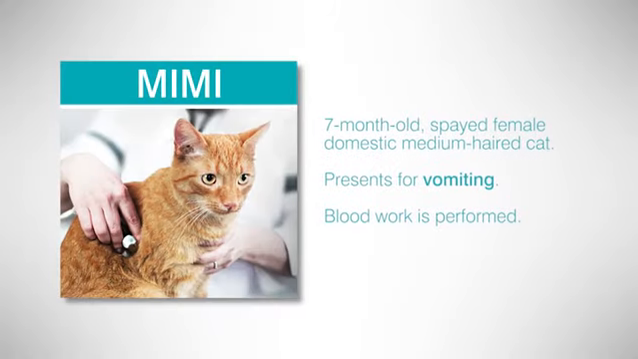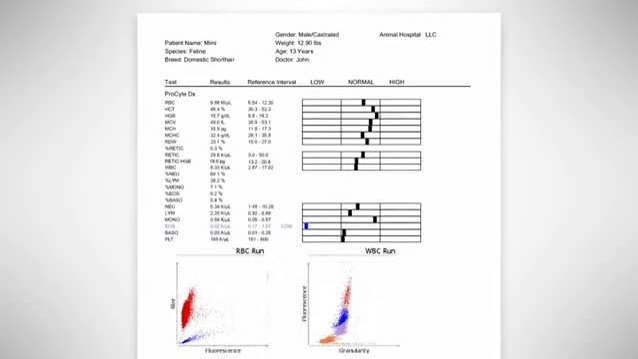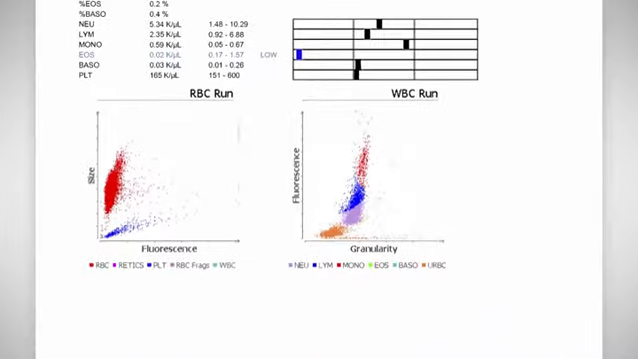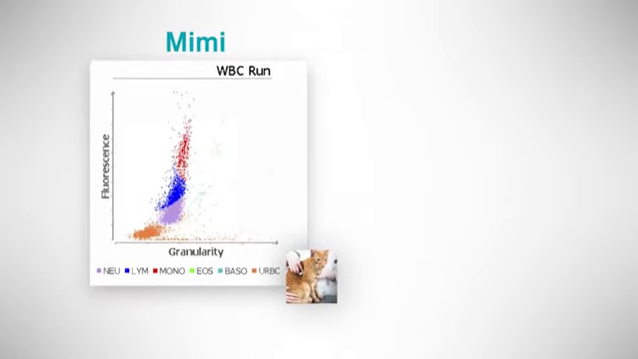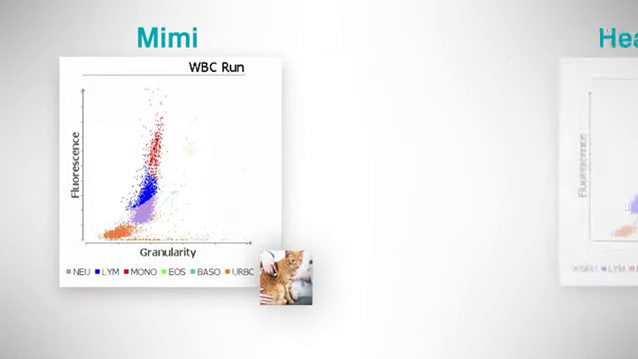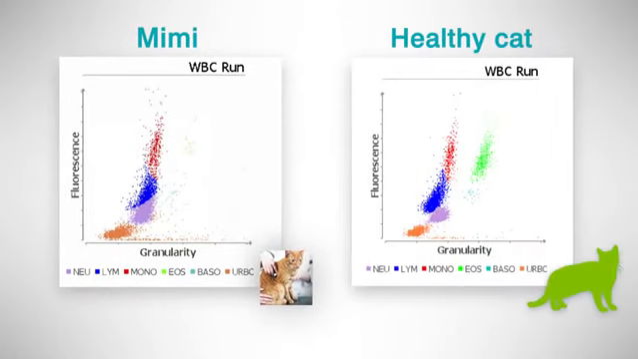Mimi is a 7-month-old, spayed, female domestic medium-haired cat that presents for vomiting and blood work is performed. As mentioned for other cases, one should consider reviewing the ProCyte IDEXX dot plots before reviewing the CBC data. Dot plot reviews provide confidence in the hemogram data that is essential to assure correct interpretation, and there are readily recognizable dot plot patterns that reflect important underlying cell morphologic abnormalities.